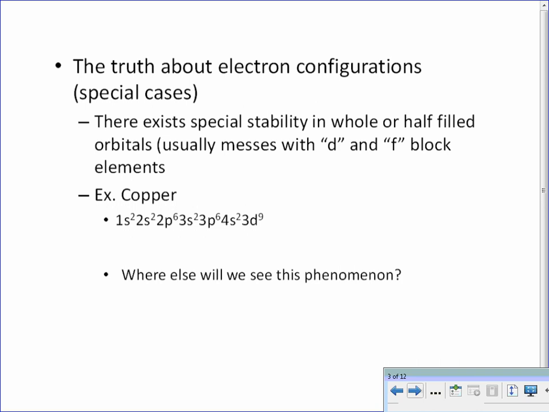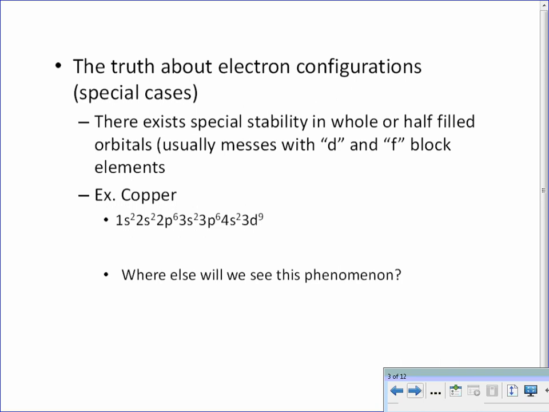Okay, so there are some special cases with electron configurations. There are some scenarios where there's just a little bit more stability than what we actually write. It seems that the electrons are a little bit more likely to stay in their orbital if the orbitals are either half-filled or whole-filled. So we can see for this example with copper, this ends in 4s2 3d9.